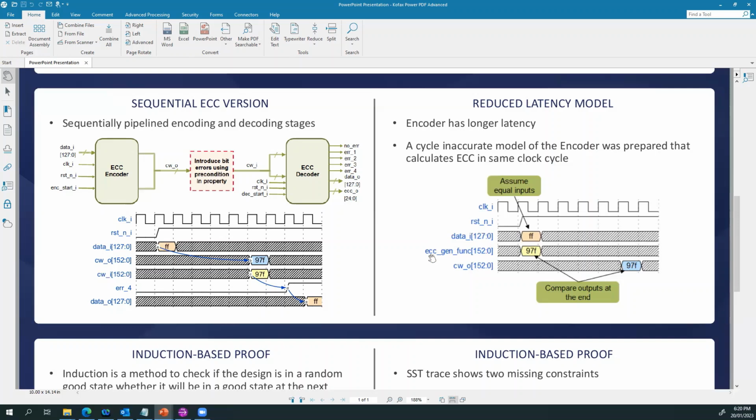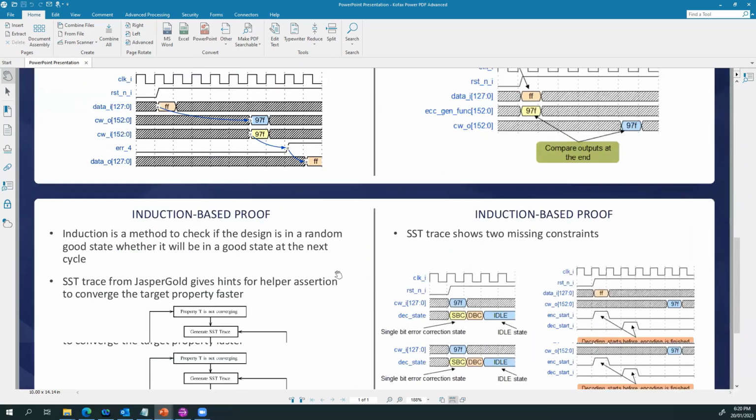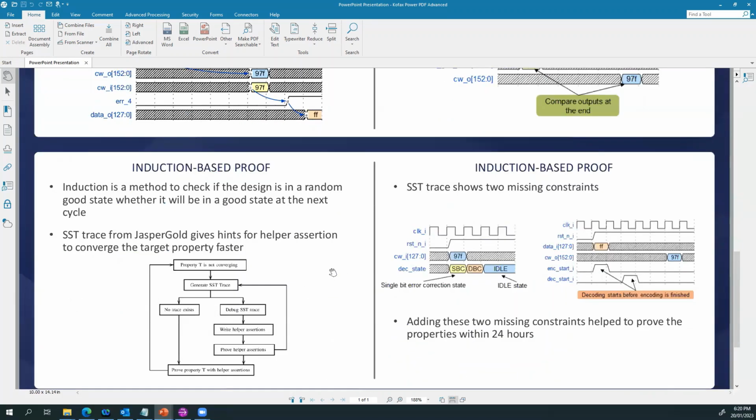Even by using the reduced latency model, it was taking a longer runtime for the tool to prove the properties, and we investigated further and figured out an induction-based proof mechanism. So the induction-based method is basically to check if a design is in a random good state, whether it will be in a good state at the next clock cycle or not. And modern EDA tools such as JasperGold provide SST trace, which is state space tunneling trace, that gives hints for helper assertions, which we can write in order to converge the target property much faster.